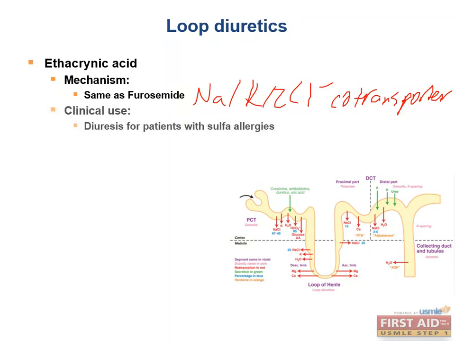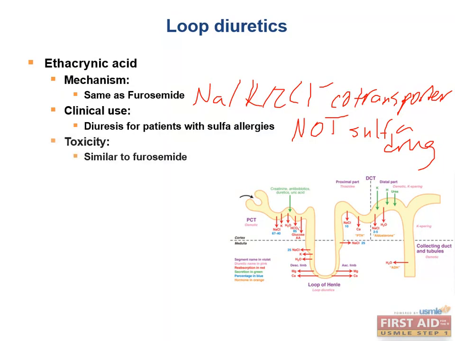Now, clinical use is that it's used for diuresing patients with sulfa allergies, and that's because this is not a sulfa drug. So it's preferred in patients that have sulfa allergies, and this is a commonly tested question on the exam.